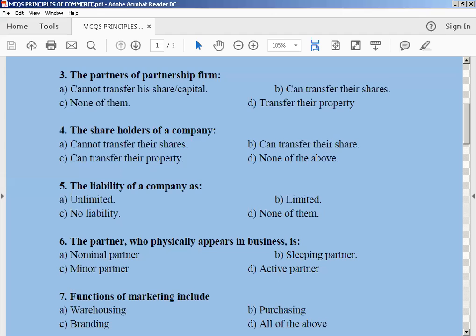Now, MCQ number 5, the liability of a company is. A, unlimited; B, limited; option C, no liability; and option D, none of them. Now, number 6, the partners who physically appear in business is. A, nominal partner; B, sleeping partner; C, minor partner; and D, active partner. We have MCQ number 7, functions of marketing include A, warehousing; B, purchasing; C, branding; and D, all of the above.